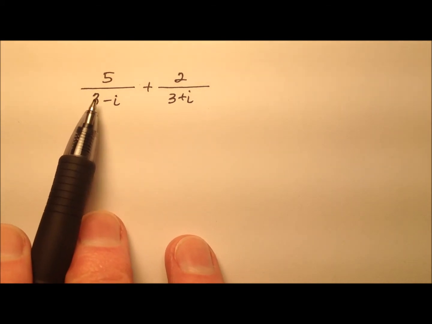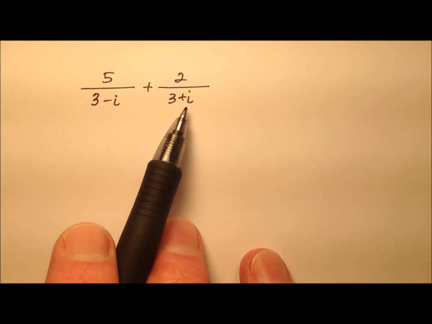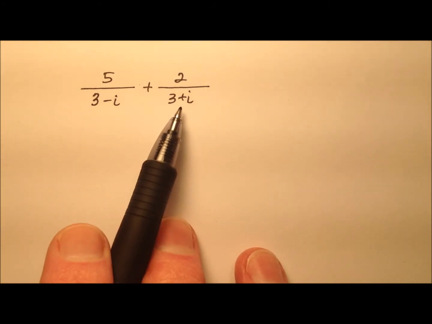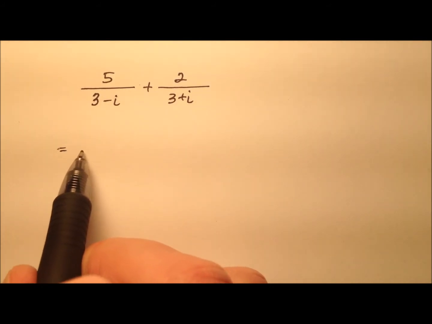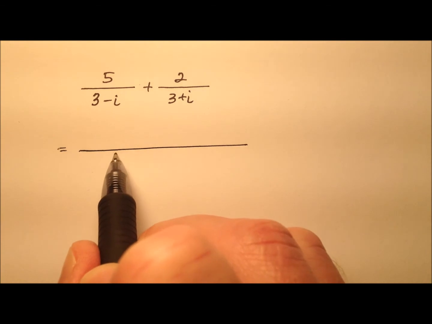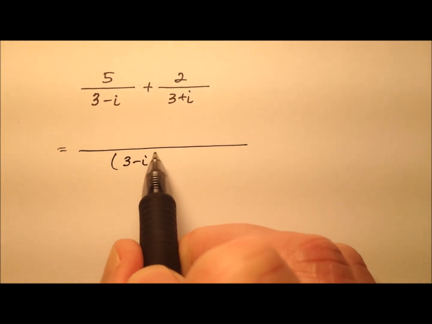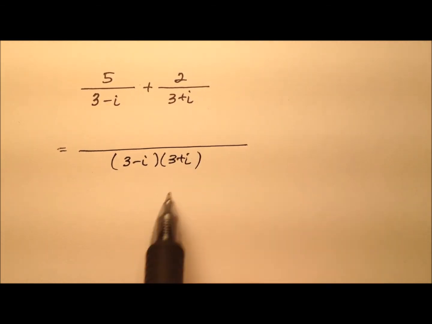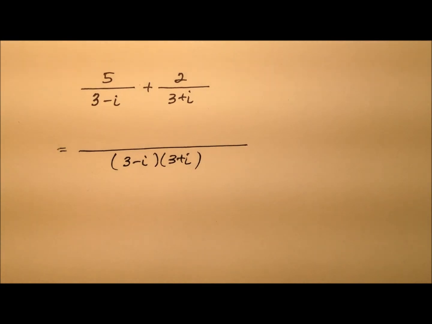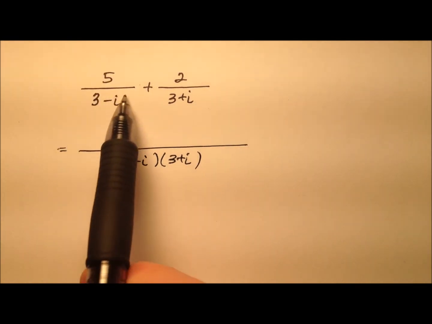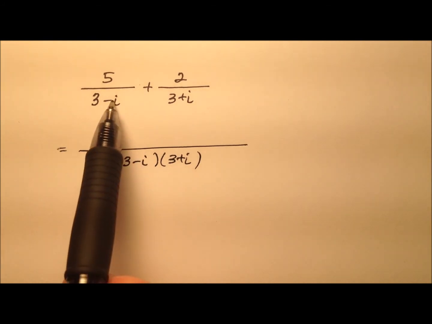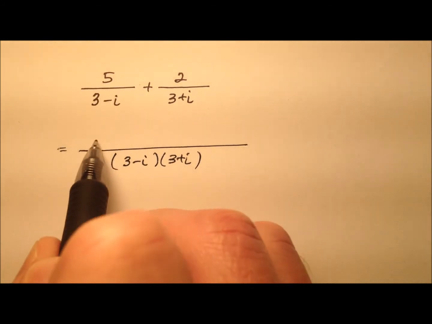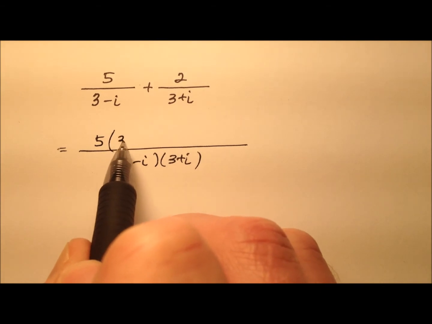Well, to begin, 3 minus i and 3 plus i don't have any common factors, so the common denominator that I'll use is just the product of the two. So I'll do a fraction bar here, and I'll say (3 minus i) times (3 plus i), and that'll be our common denominator. So for the first fraction, we have 3 minus i, but we don't have the 3 plus i. So let's go ahead and multiply by the 3 plus i.